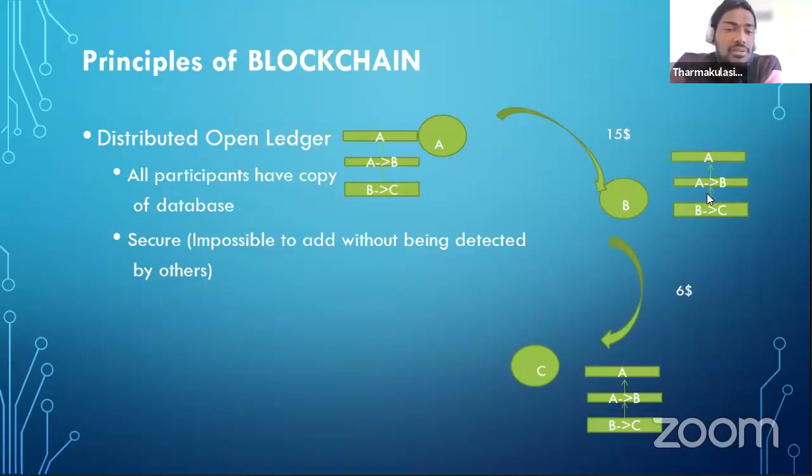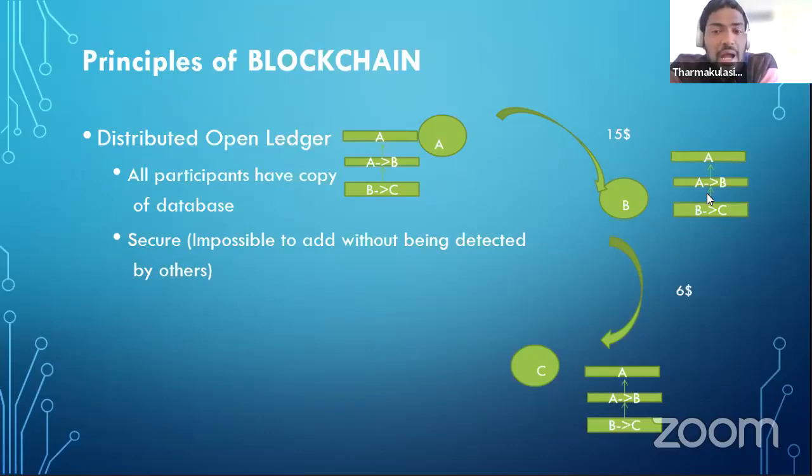So let's go to some principles in the blockchain. One principle is the distributed open ledger. Let's say we want to transfer money from A to B. We have an open ledger, anyone can see it. So there we put entries or transactions, saying that A has this amount of money, then A has transferred to B, then B transfers money to C.